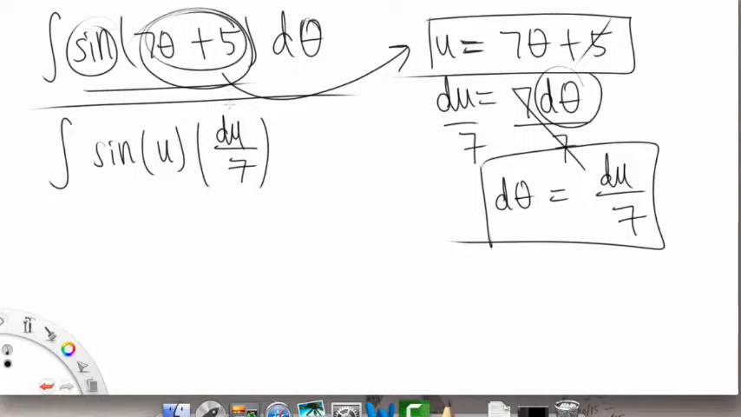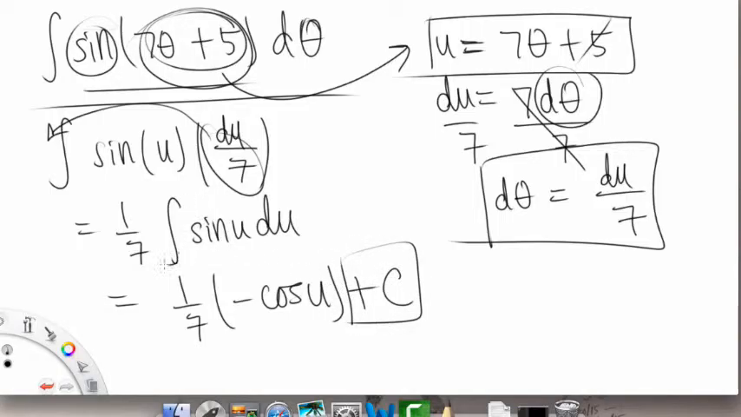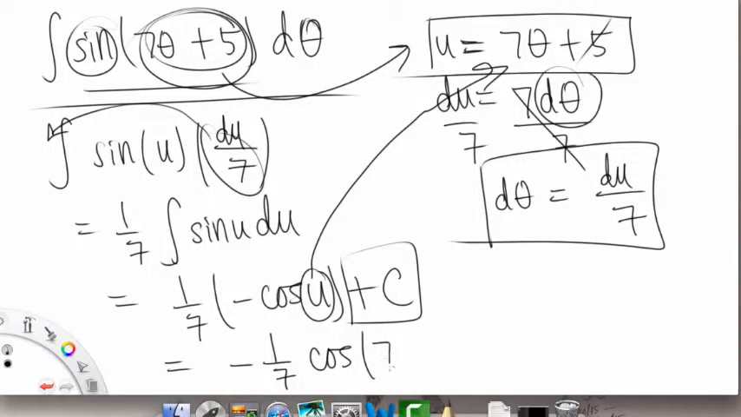Now what we can do is bring this 1 over 7 outside, because that's just a constant, right? So we have 1 over 7 times the integral of sine u du, and now we just integrate like normal. So we get 1 over 7 times negative cosine u, plus a c. Can't forget that c there because we're doing an indefinite integral, right? And then our last step is to replace that u with things in our original variable, theta. So we have negative 1 over 7 cosine of 7 theta plus 5, and then, of course, our plus c at the end.